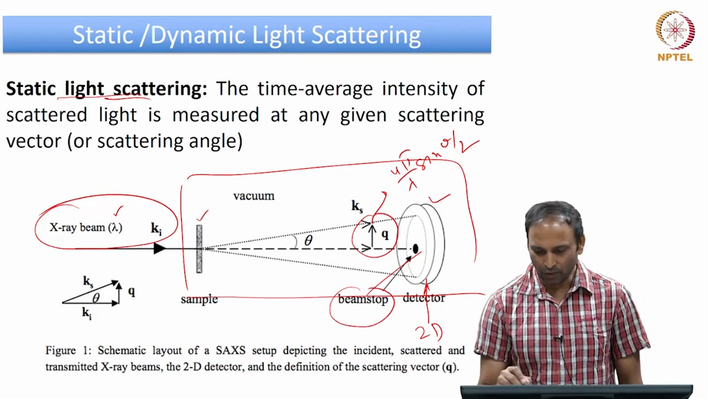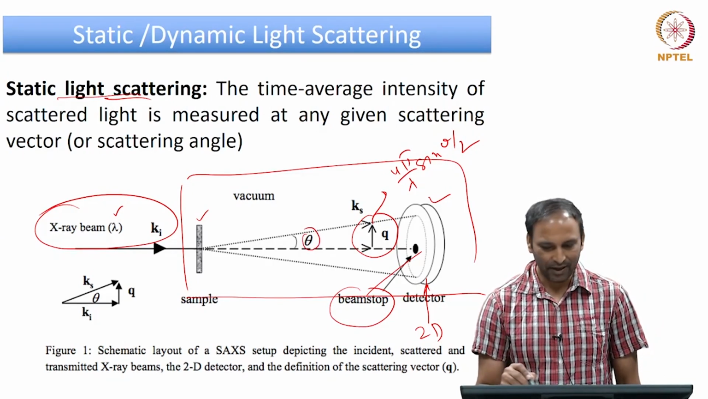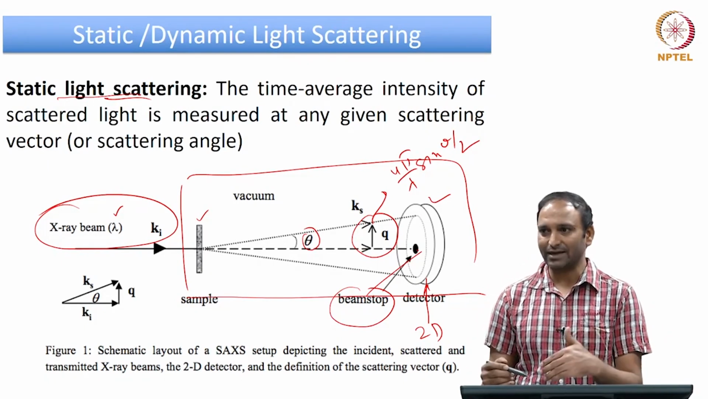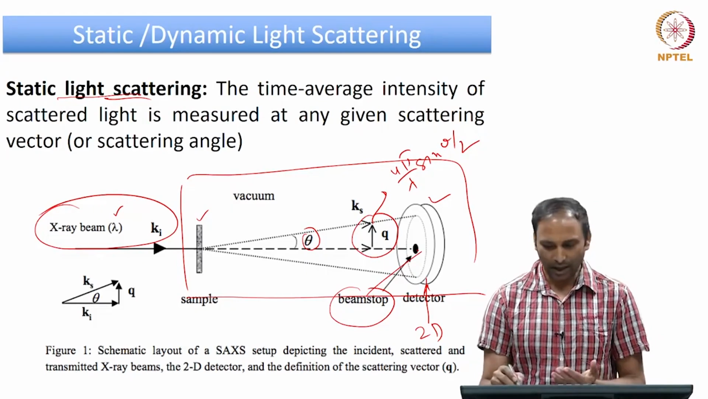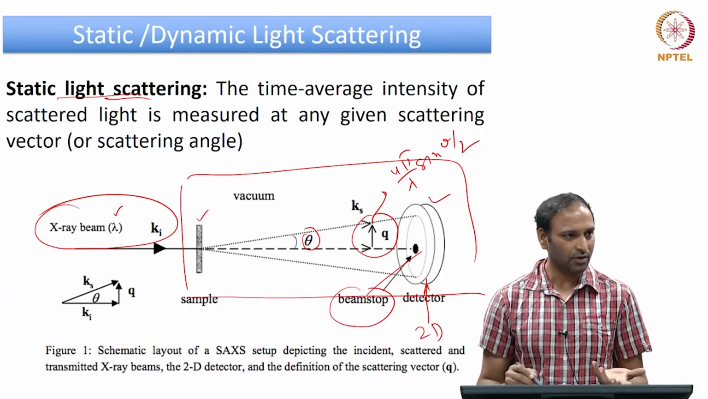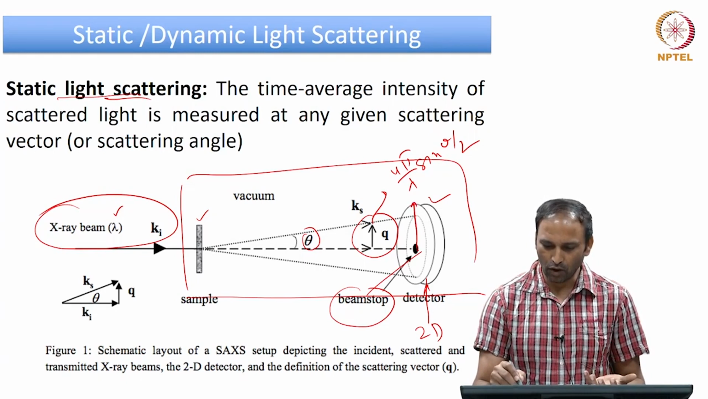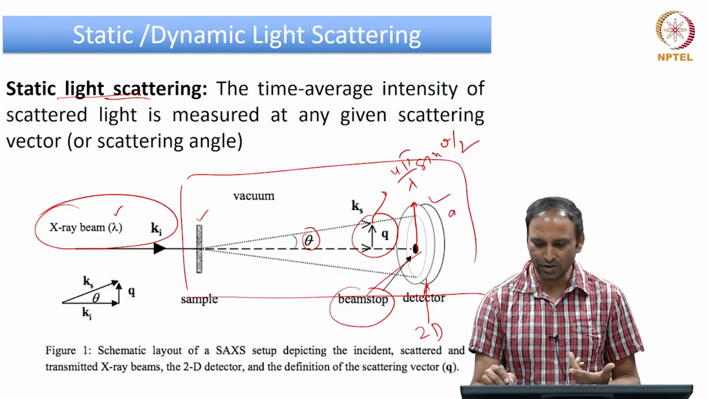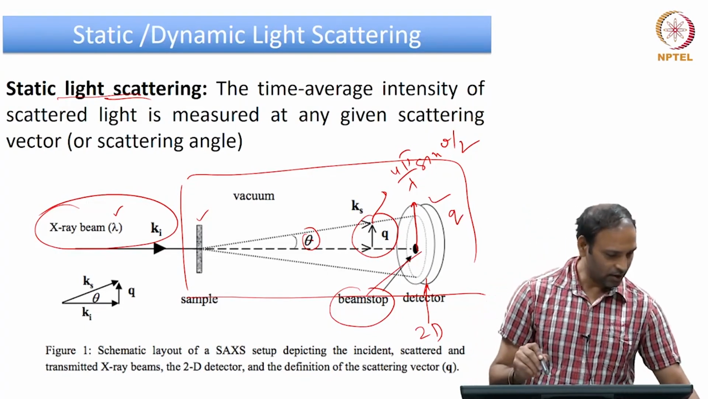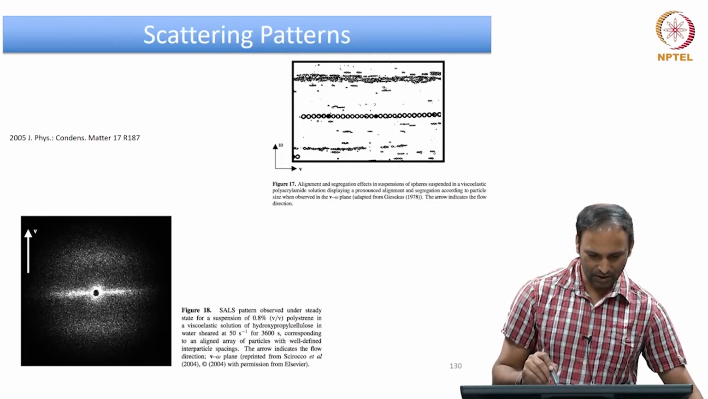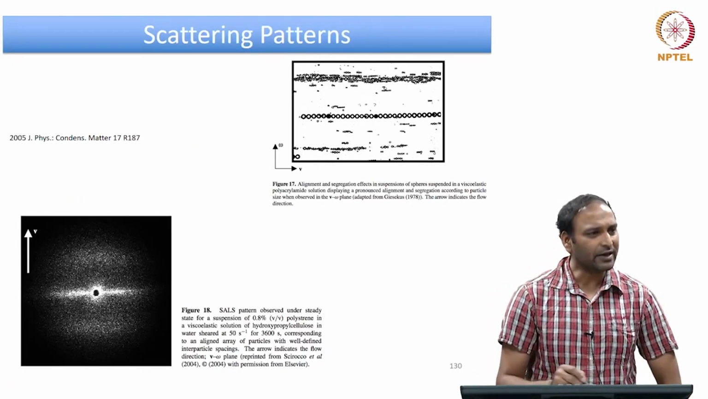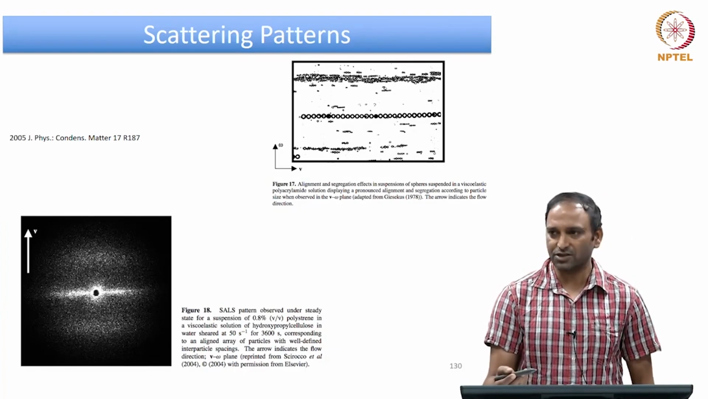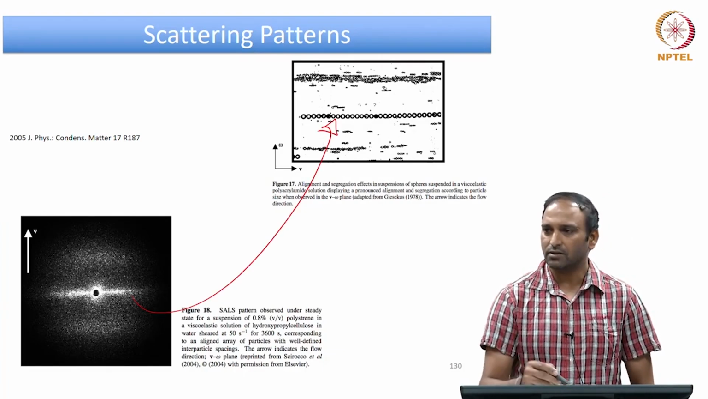Because when you are changing theta, theta in the center is going to be 0, because your incident beam and the scattered beam, the angle between them at that particular location would be 0. And therefore, if you go outward, what is changing is theta, and in turn what is changing is your q. So typically one gets patterns like this, and these patterns will have information about the structure that is inherent to the sample that you are working with.